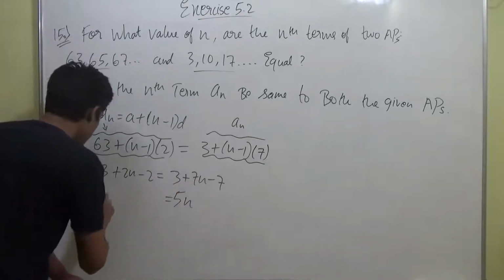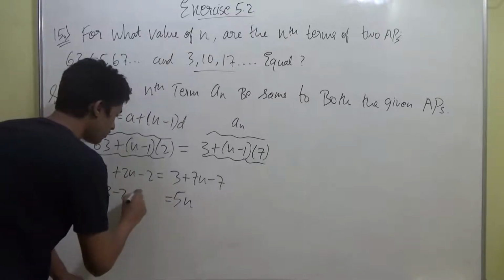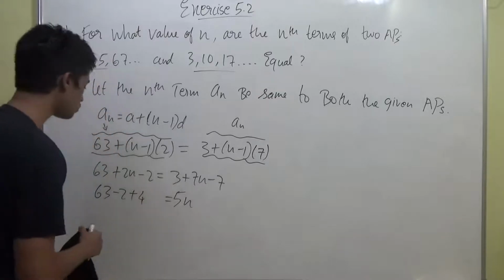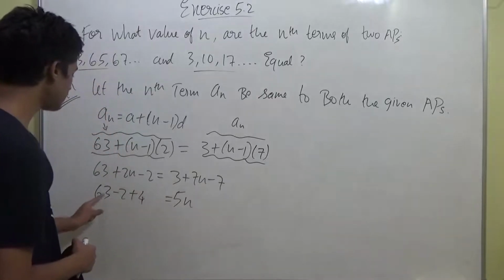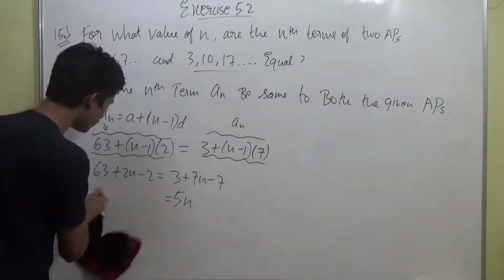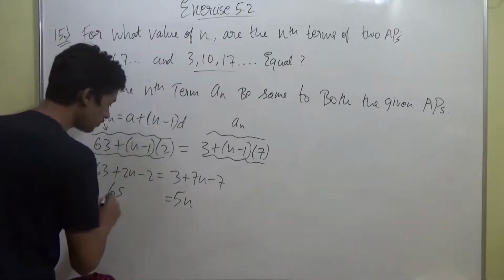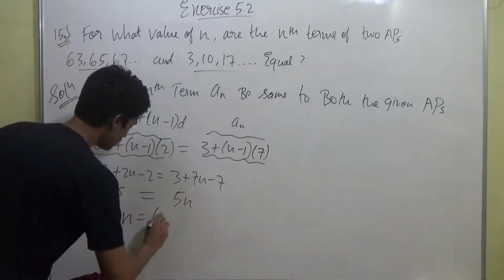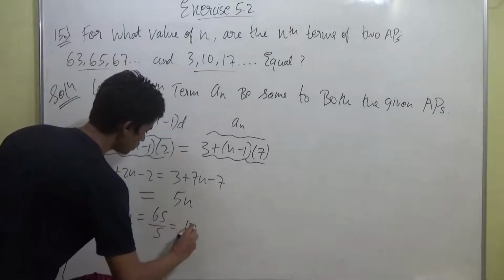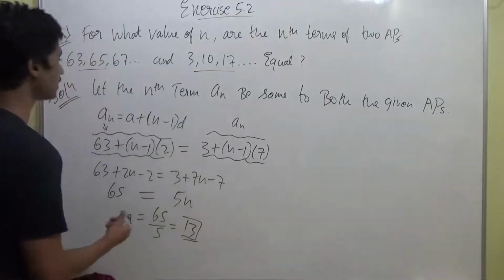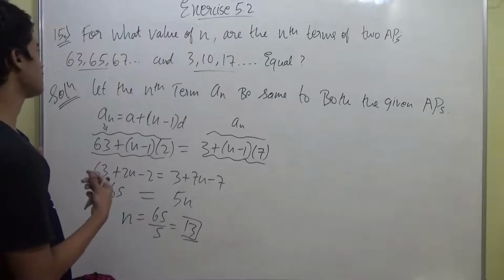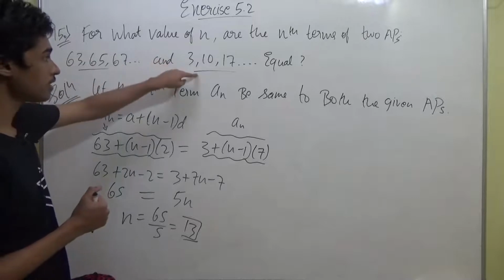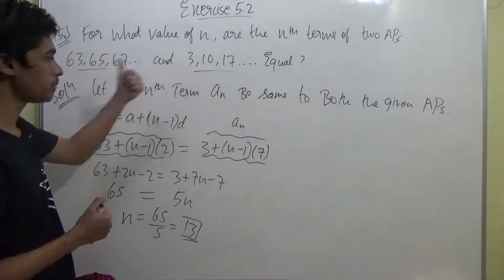So it's going to become 63 minus 2 is already here, and when minus 4 comes here, it becomes plus 4. This becomes the equation, right? So overall 63 plus 2 becomes 65. So if 65 equals 5n, then n will be equal to 65 by 5, which is nothing but 13. So the answer is 13. The value of n is 13, guys. So the 13th term in this AP and the 13th term in this AP are both going to be the same.